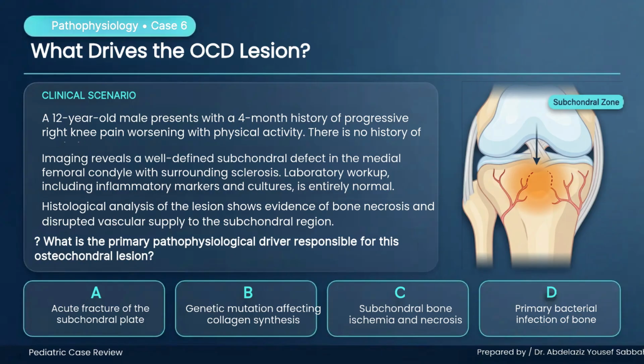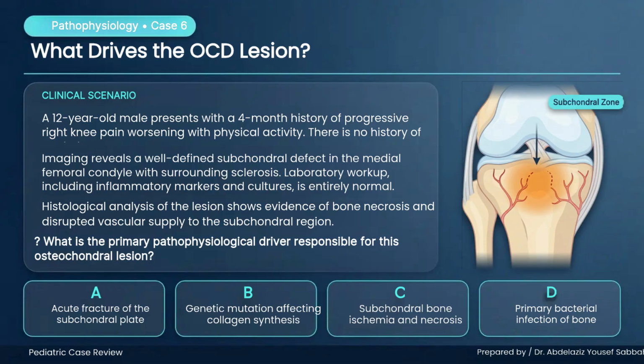Case 6. Pathophysiology. What drives the osteochondritis dissecans lesion? A 12-year-old male presents with a 4-month history of progressive right knee pain worsening with physical activity. There is no history of acute trauma. Imaging reveals a well-defined subchondral defect in the medial femoral condyle with surrounding sclerosis. Laboratory workup, including inflammatory markers and cultures, is entirely normal. Histological analysis of the lesion shows evidence of bone necrosis and disrupted vascular supply to the subchondral region. What is the primary pathophysiological driver responsible for this osteochondral lesion?